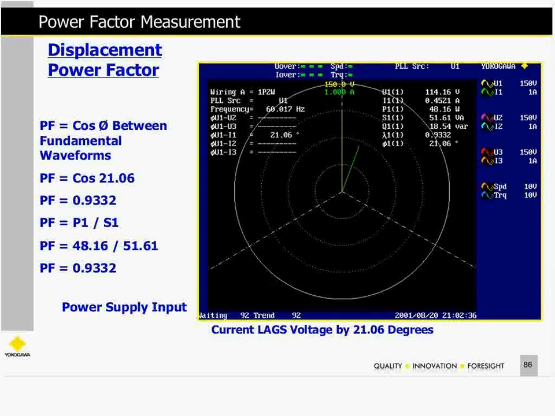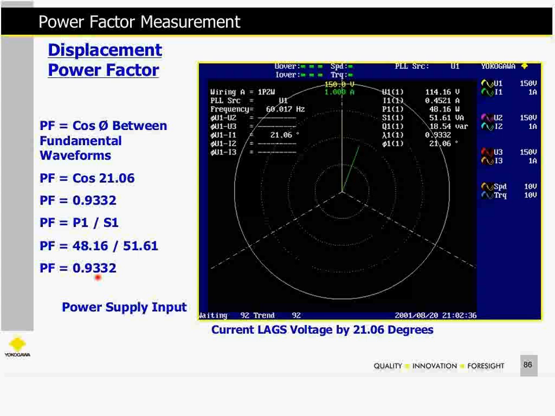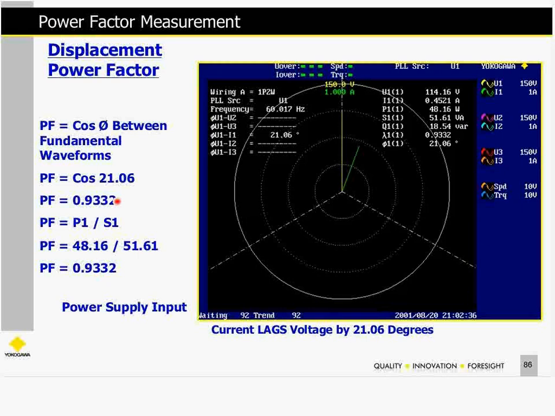Now here's an example of a displacement power factor. If we look at our vectors, and we had a displacement of 21 degrees, 21.06. We can see up here that our power factor, lambda, was 0.933. And if we do that calculation of watts divided by VA, we get 48 divided by 51.933. Okay? So it works both ways. Exactly the same measurement. This is on a sine wave.